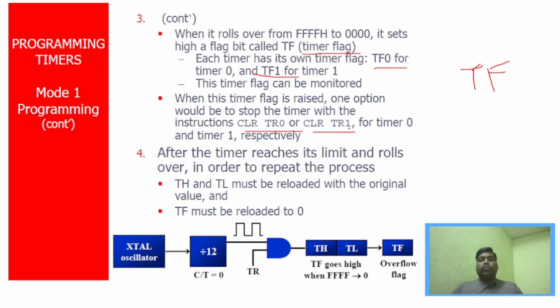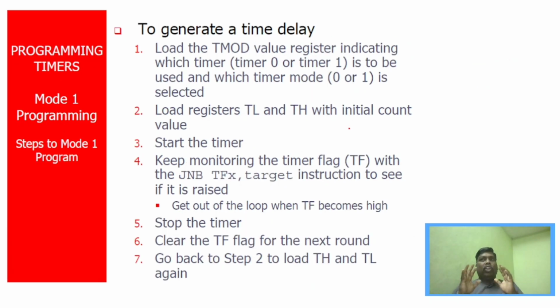So what we have to do is reload the TH and TL values here. For the next operation, we have to once again reset the TF to 0, and then reload TH and TL, and the same operation continues. This is the normal operation for programming the timer in mode 1.